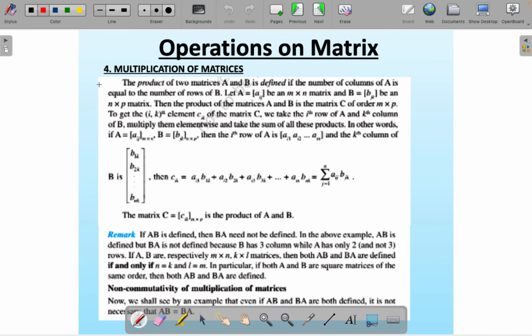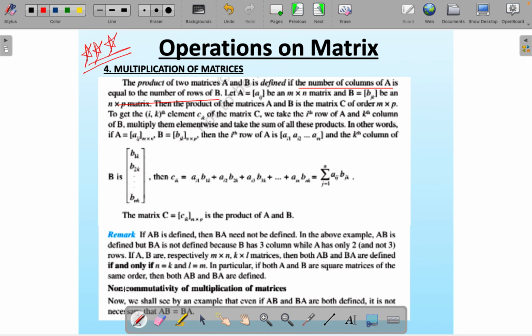Let's talk about the fourth operation, multiplication of matrices. This is a very important concept which I want you to understand. First, multiplication of A and B is not always defined. There's a rule of multiplication, and what is that rule? Let me show you. The number of columns of A should be equal to the number of rows of B.